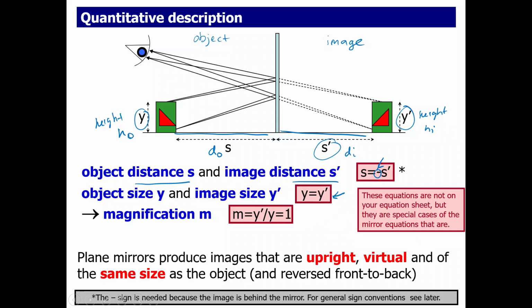Okay, so all plane mirrors produce images that are upright, virtual because they're behind. Okay, our negative implies that it's virtual because it's behind the mirror. And the same size. They're also reversed front to back, so that means your left and your right switch. I think you can recognize that when you look at a mirror.